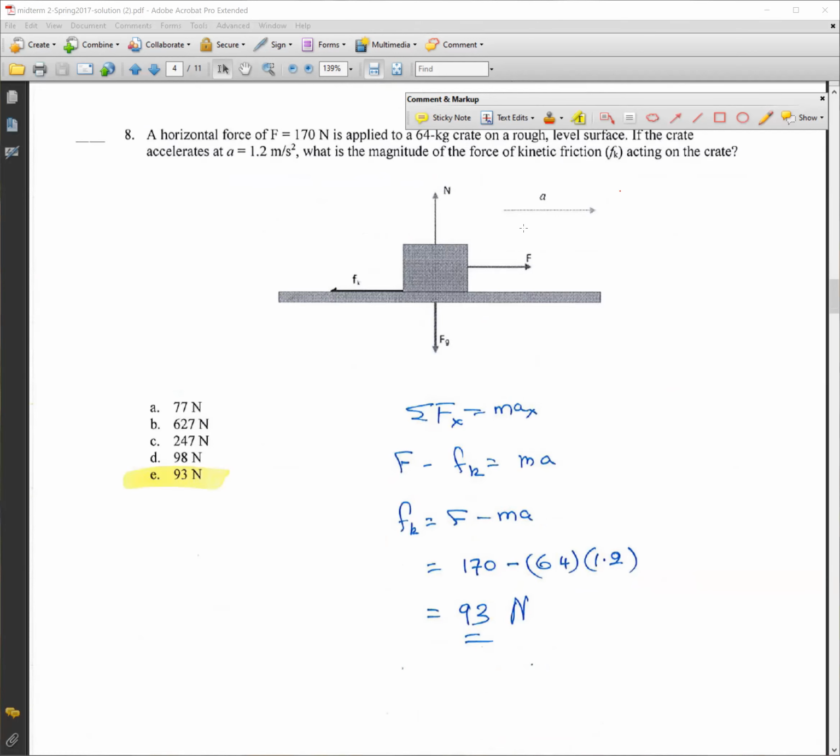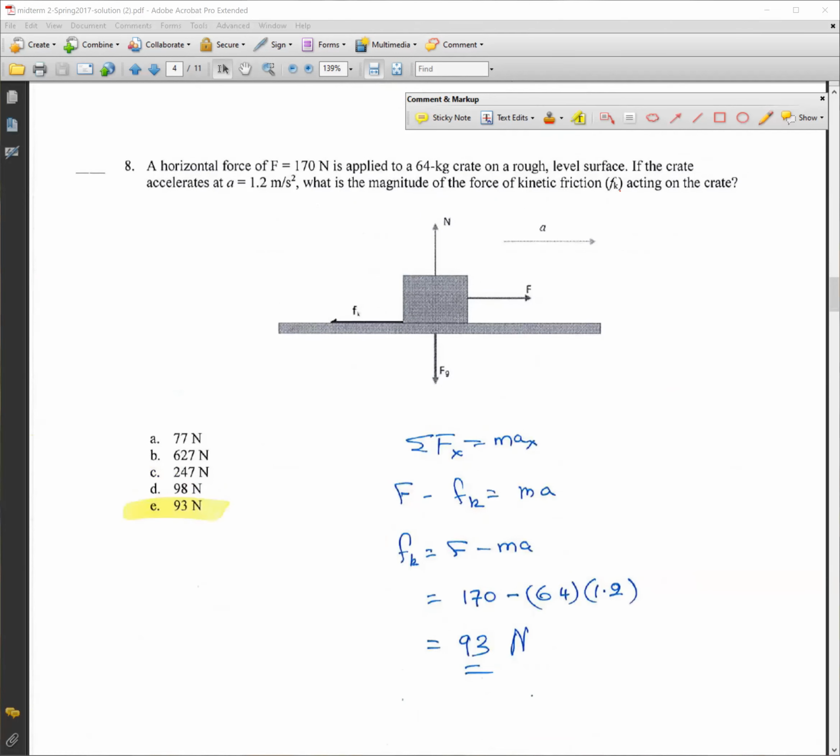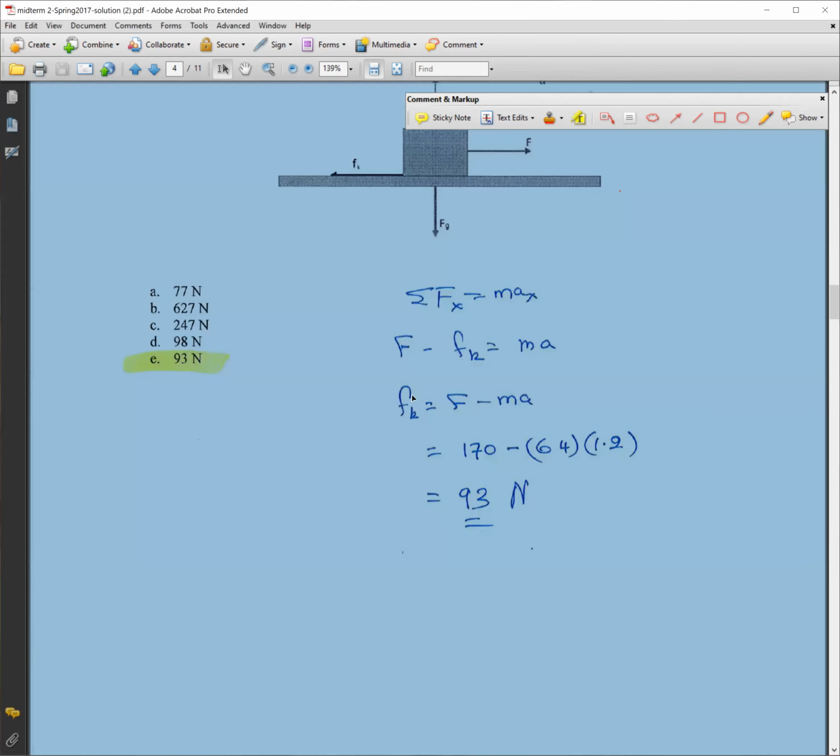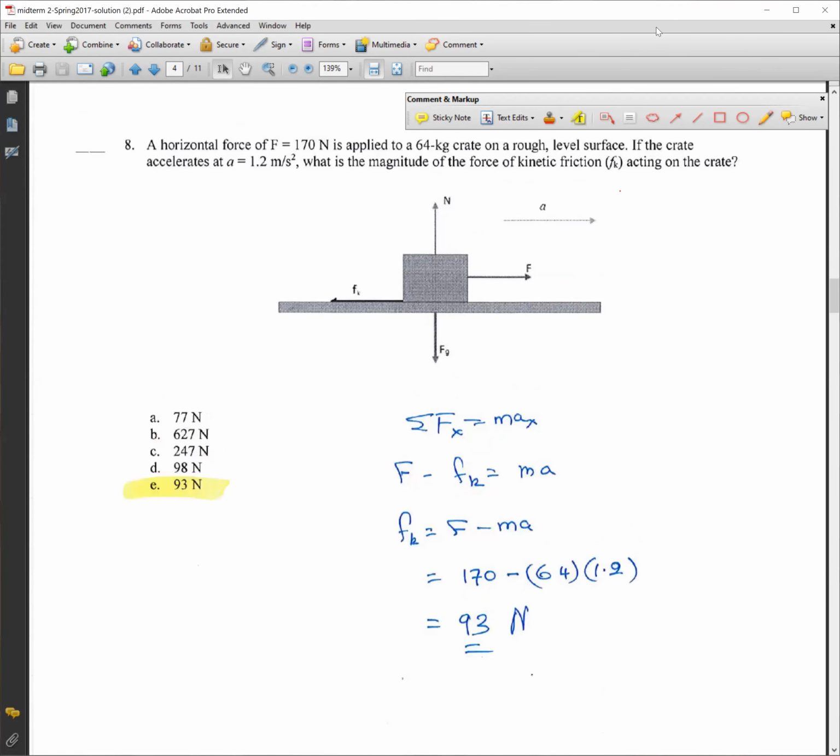Now, question number 8, also straightforward. All we're doing here is applying a horizontal force of 170 newtons to a 64 kilogram crate on a rough level surface. If the crate accelerates at 1.2 meters per second squared, what is the magnitude of the force of kinetic friction acting on the crate? Here, it's exactly similar to what we had in midterm 2018 that we covered today, with the only difference being that we don't have an angle for the force.